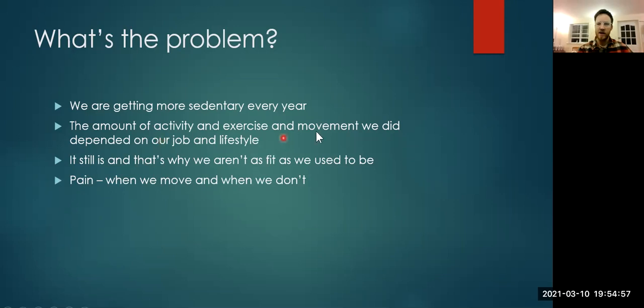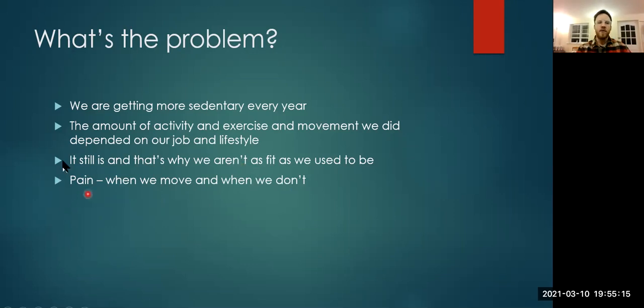Again, like I say, there's obviously going to be some exceptions. We do still have manual labor jobs, but primarily most people are office based and have to sit down most of the day, or do sit down most of the day.